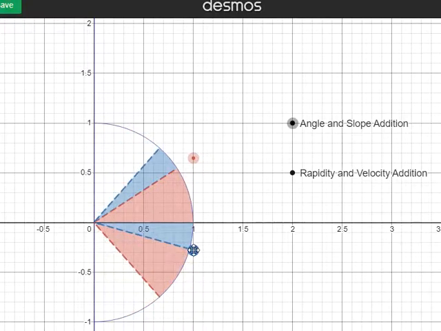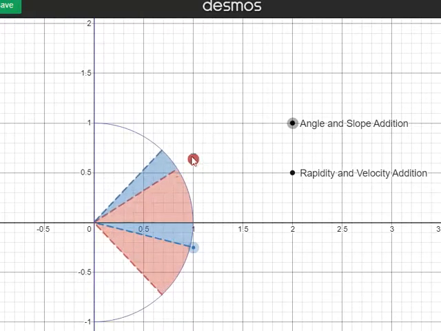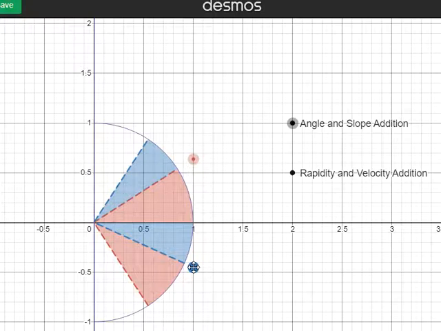Okay, so what I'm going to do is imagine that I am adding two slopes. This line, the blue line here, has a slope, and this line, the red line here, has another slope, and I can adjust those slopes by moving the red dot and the blue dot. But you can see that when I add this slope to this slope, I get a combination of slopes here.